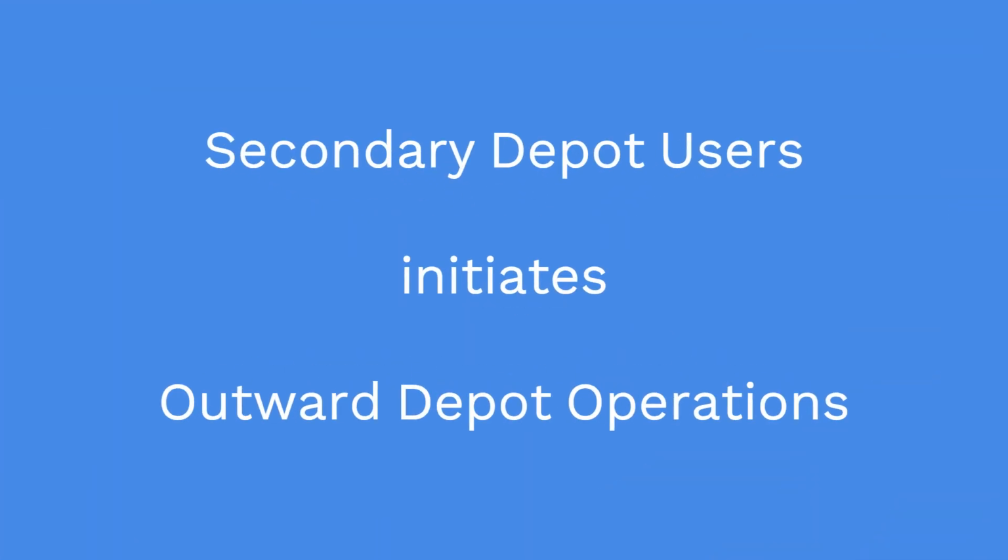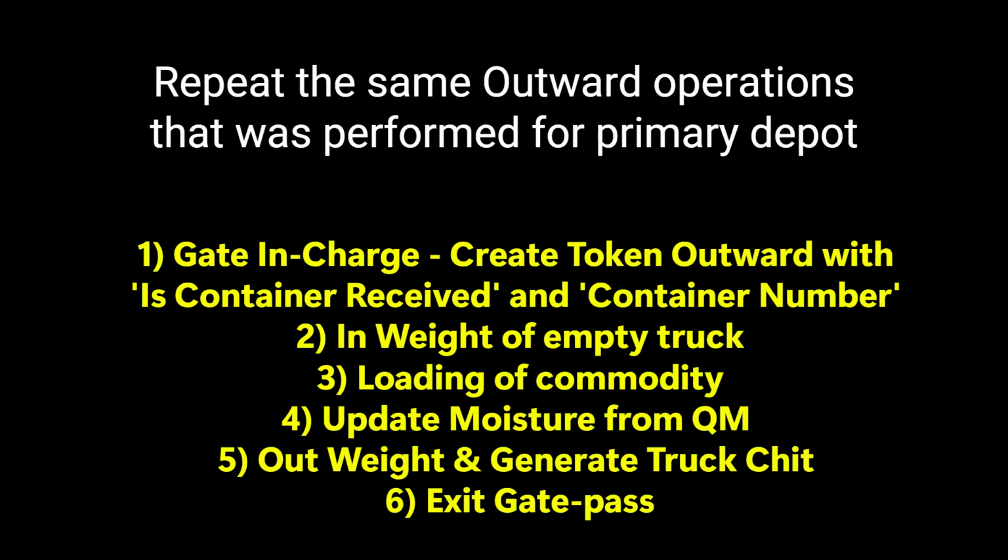Secondary depot users initiate the outward depot operations. The same outward depot flow is repeated for each additional lifting depot linked to this ship movement. Using the secondary outward depot user credentials, the gate in charge repeats create token outward with its container received and container number, followed by in weight, loading, update moisture, out weight, generate truck chit, and exit gate pass for the secondary depot.